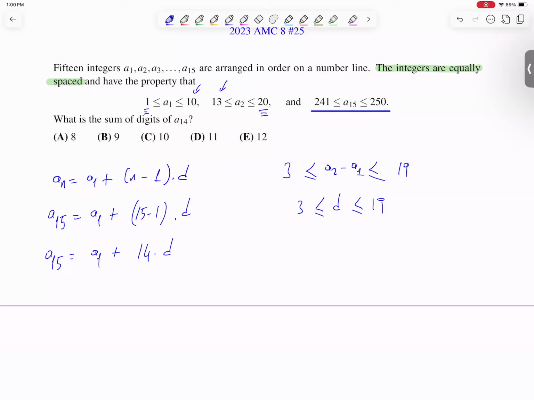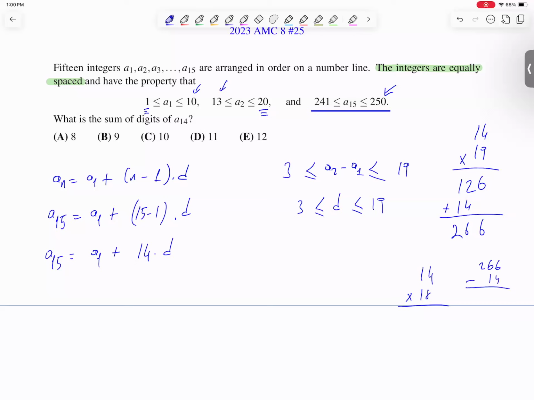We need to decide the constant difference, and since we have to stay under 250, it has to be something big. If it is 19, 14 times 19 is 266, which is way more than the upper bound, and we are also going to add the first term. So it can't be 19. If it is 18, 14 times 18 is 14 less than 266, so 252, still way more than the upper bound of the last term.